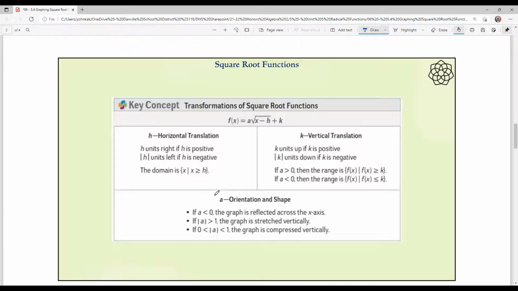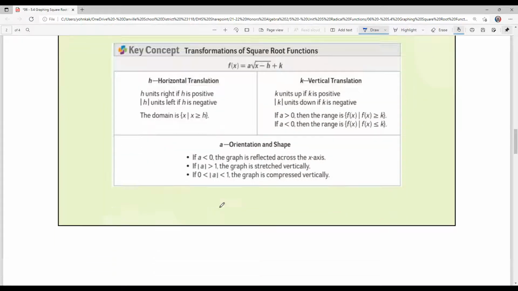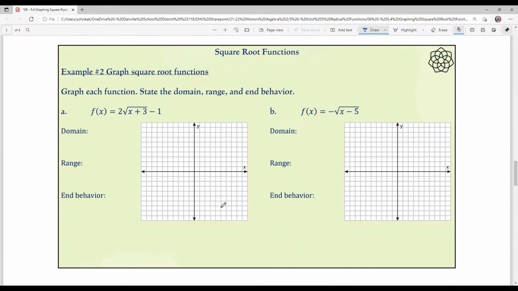Remember that the a value tells you about your orientation and your shape. So if my a is less than 0, my graph is reflected over the x-axis. And the a value can also tell you if it's stretched vertically or compressed vertically, whether it's greater than 1 or between 0 and 1. So let's see how to graph some of these functions.